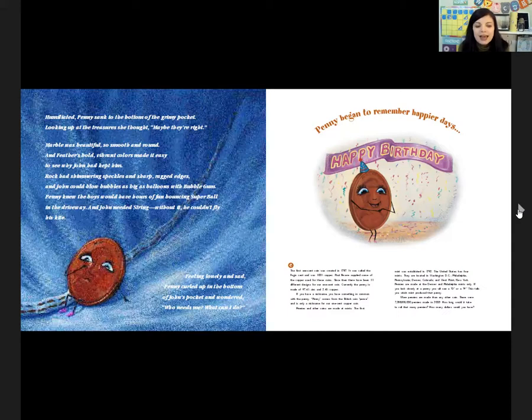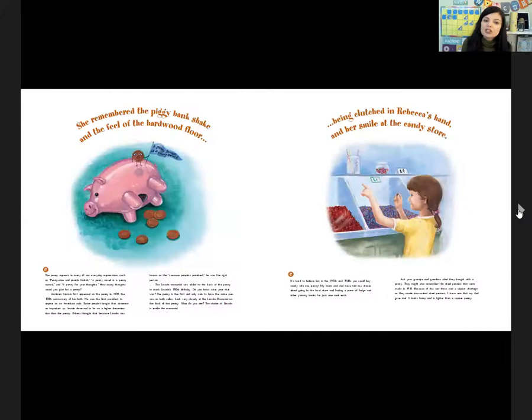Feeling lonely and sad, Penny curled up in the bottom of John's pocket and wondered, "Who needs me? What can I do?" But then Penny began to remember happier days. She remembered the day she was made at the mint. That's the place where they make coins. She remembered the piggy bank shake and the feel of the hardwood floor.